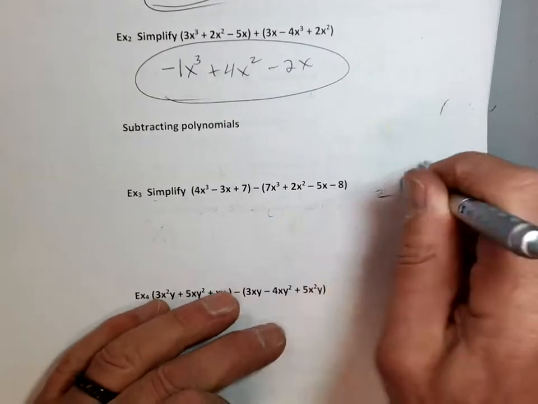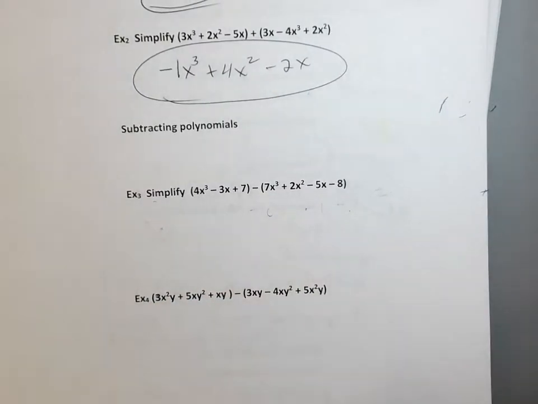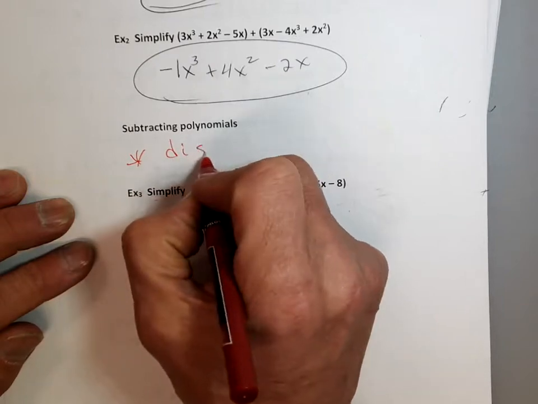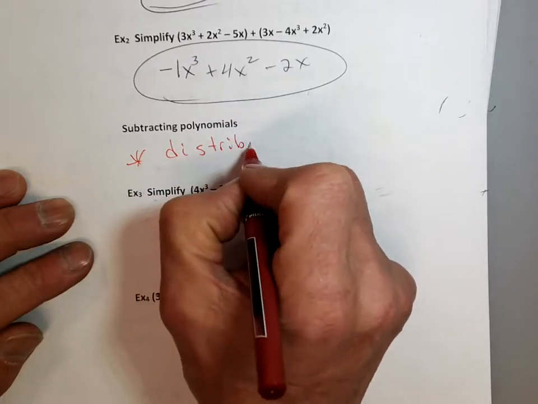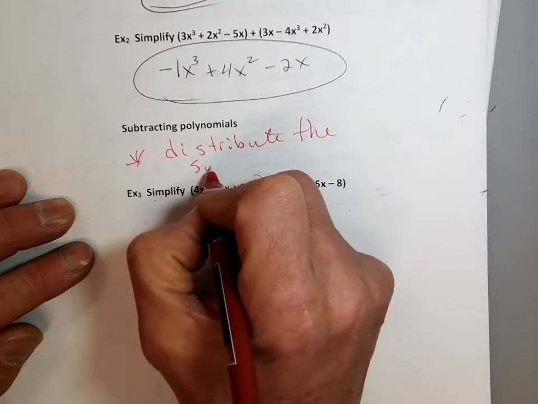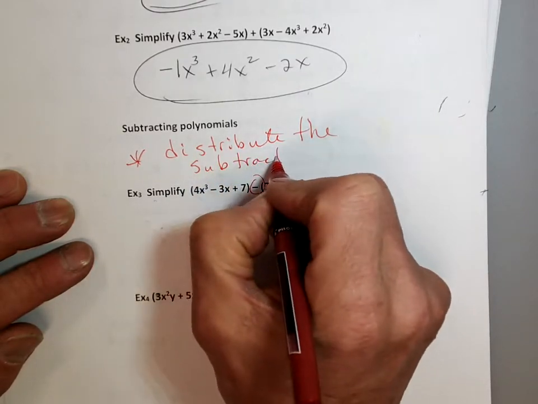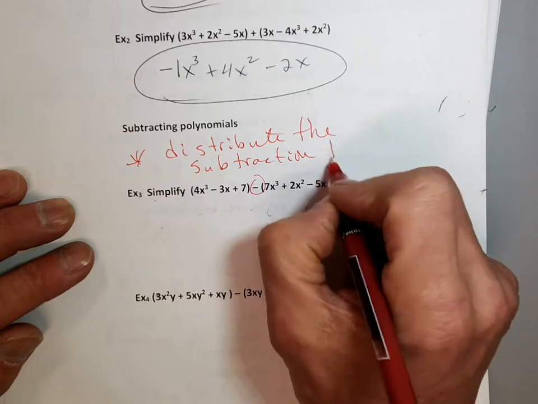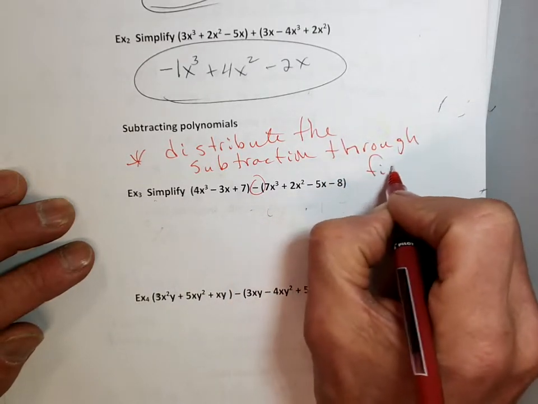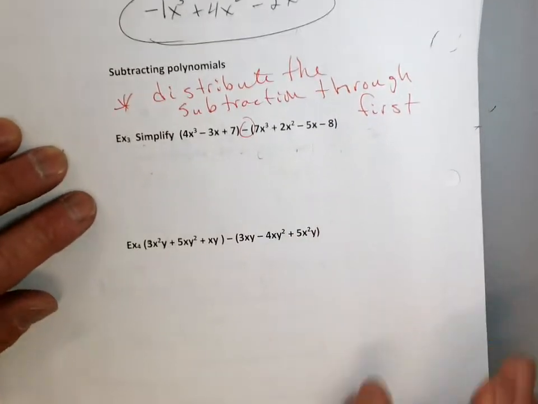So here's what I want you to do, okay? So you never mess it up, okay? If you're a super genius, you can do it in your head, great. But here's the trick, okay? We're going to distribute the subtraction through first. Okay? So I'm going to distribute the subtraction through first.